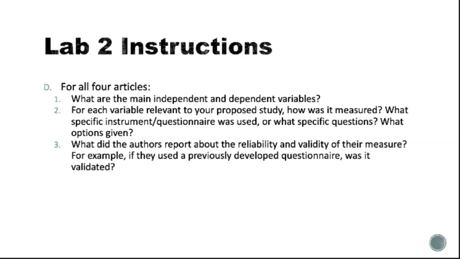And then part 3, what did the authors report about the reliability and validity of their measure? They might specifically talk about the fact that they used an existing instrument or scale that has been used before, and they might talk about the reliability and the validity of the measure. It's also possible that the authors did not talk about the reliability and the validity of the measure. And so if they didn't talk about that, you would want to discuss that in your response to question 3.